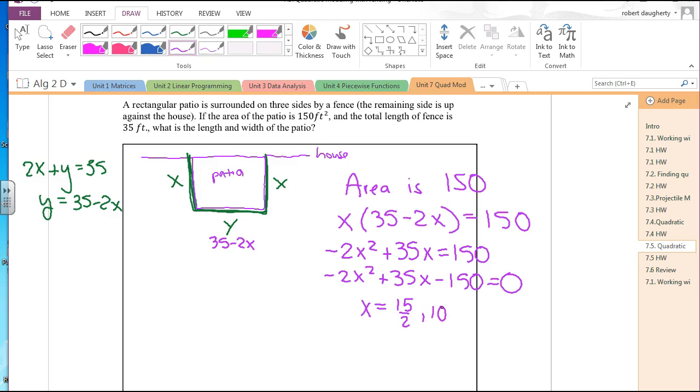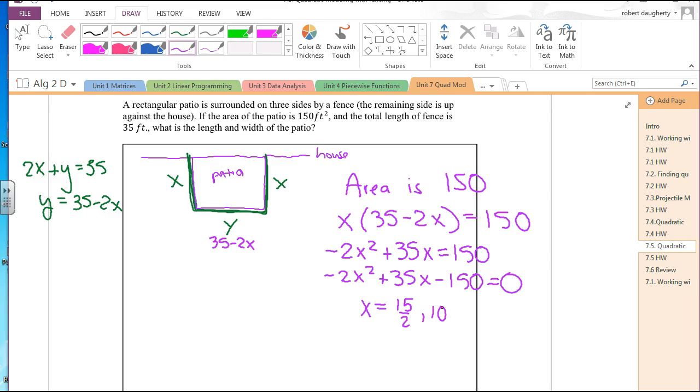What about if x is equal to 15 halves? So I would have 15 halves, 15 halves. What's 35 minus 2 times 15 halves? What's 2 times 15 halves? 2 times 15 over 2. 15. 35 minus 15 is 20. So either one of these would work, okay? So both of these numbers, when I plug them in, give me the dimensions that make sense, okay?